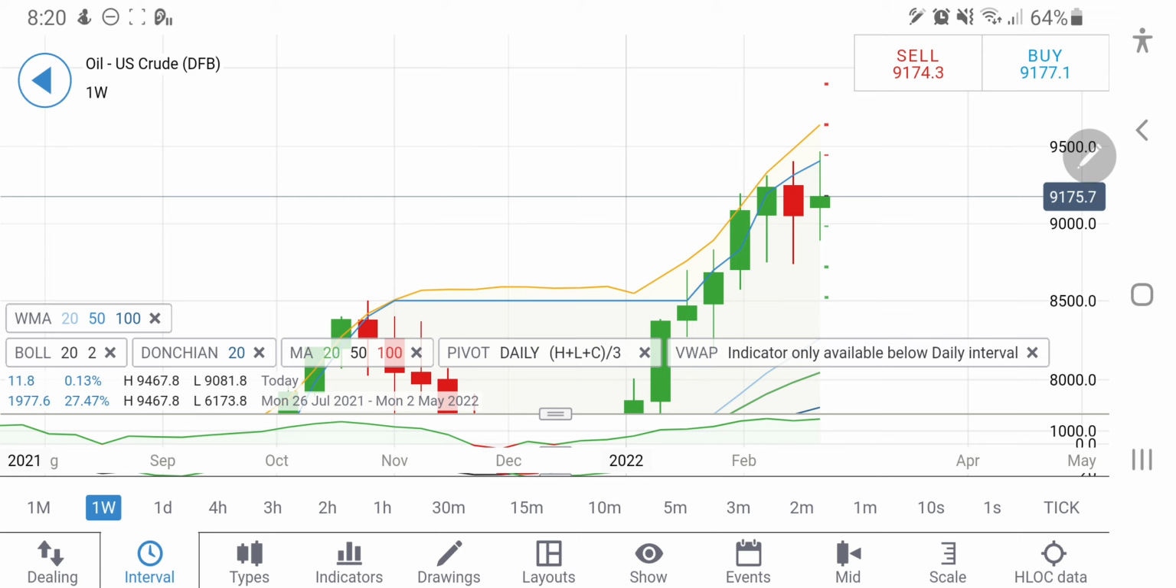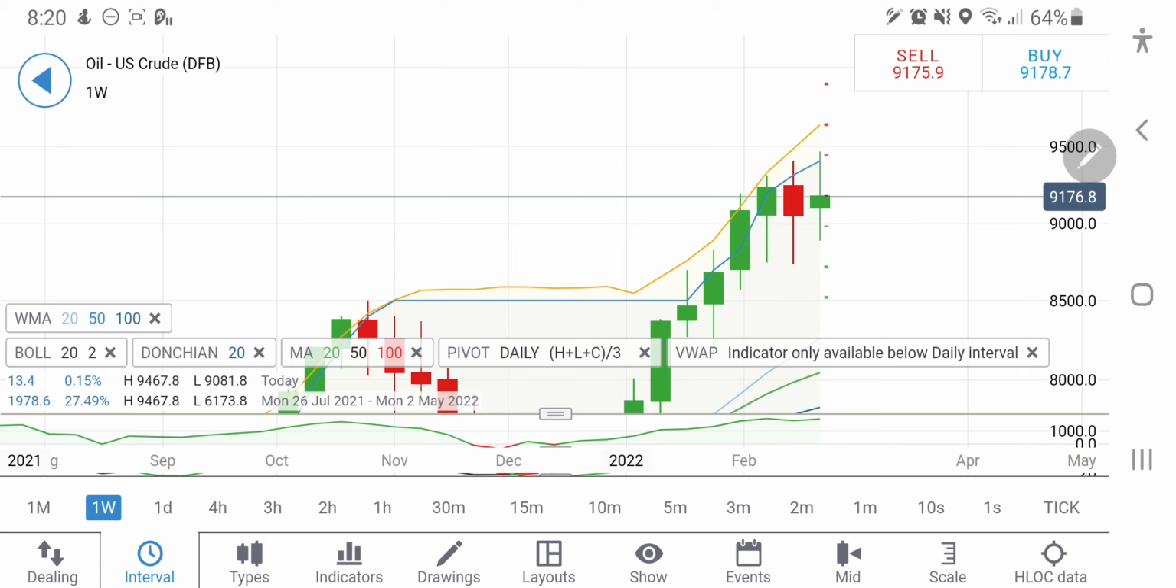So a good long entry at 9200 is recommended. A short entry is only at 9190 levels. So take a short entry at 9190 levels. The next support will come into picture at 9050, 9020 levels.